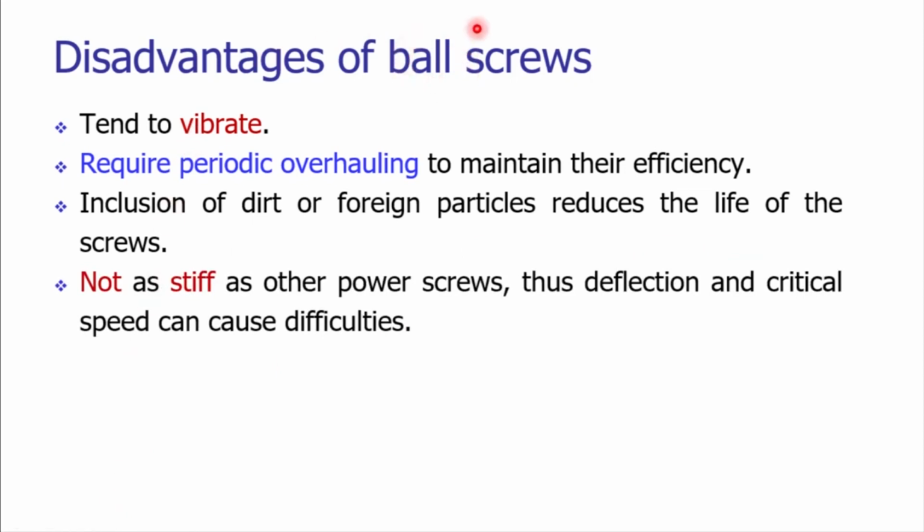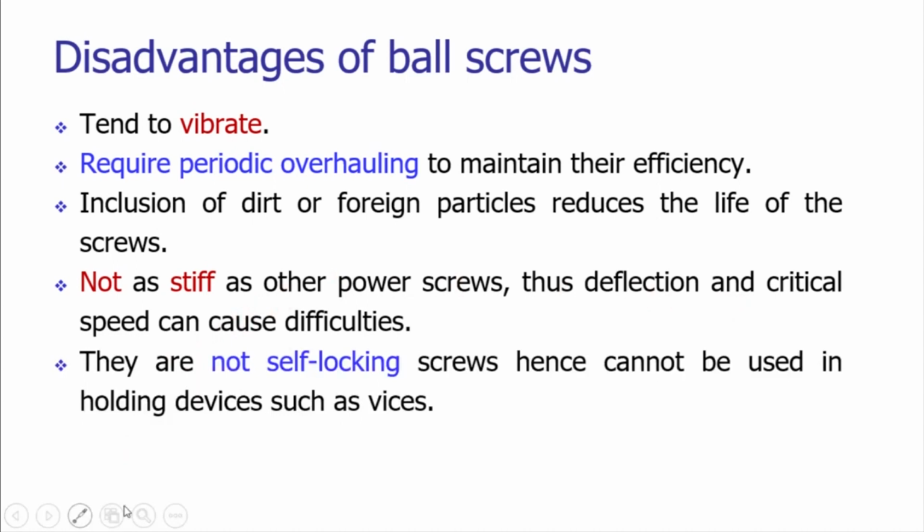These ball screw based arrangements are not as stiff as the power screws which are used in the screw jack arrangement. There may be deflection, and that minor deflection at critical speed may lead to certain difficulties in the operation of the ball screws. The ball screws are not self-locking, which is a very good property of the sliding friction based screw and nut arrangement. Therefore, ball screws cannot be used for holding devices such as vices.